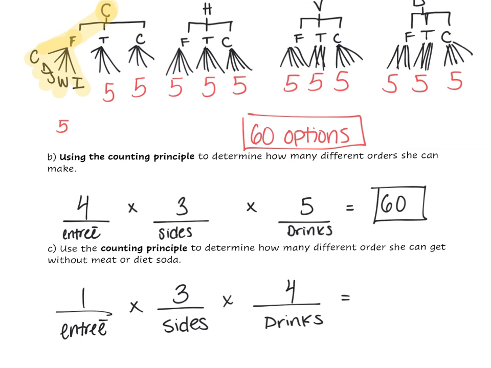So if I multiply this together, we would get 1 times 3 times 4, which is actually only 12 possibilities. So when you significantly reduce the number of options that you are choosing from, your possibilities will go down drastically. And that's just a good observation for us to see. All right, let's move on.